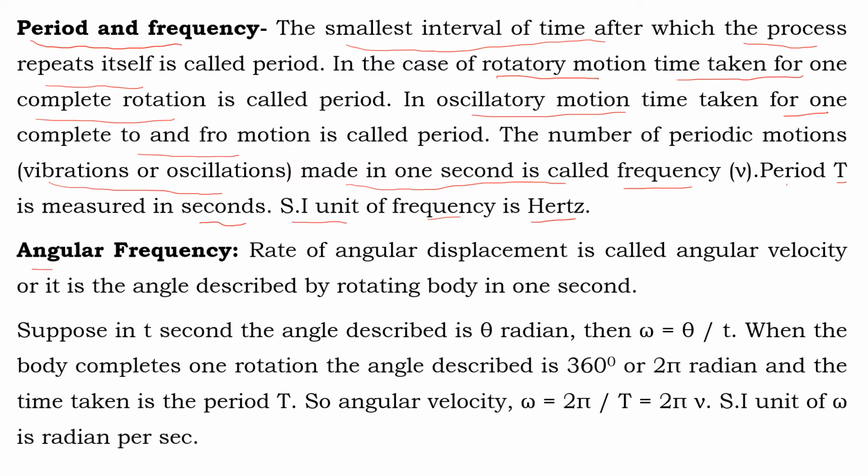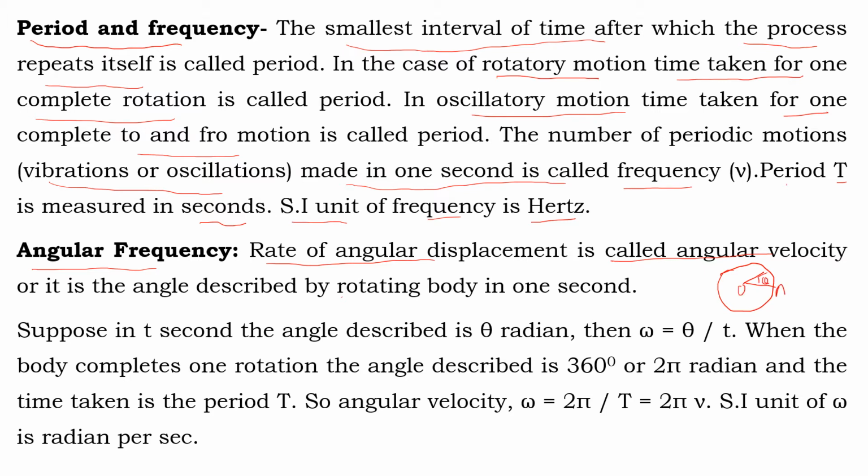The next term is angular frequency. Angular frequency measures the rate of angular displacement, and it is called the angular velocity. That is, the rate of angular displacement is called angular velocity, or it is the angle described by a rotating body in 1 second. The angular velocity measures how fast or slow a body is rotating. This angular velocity is the angular displacement in 1 second.